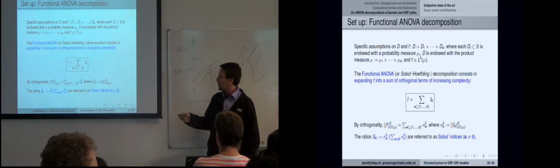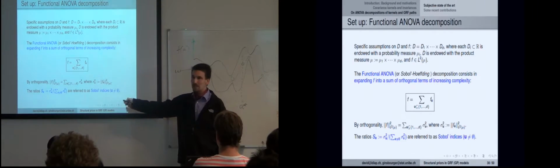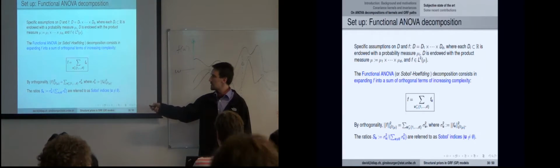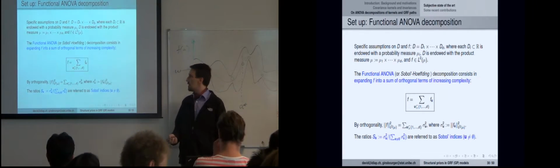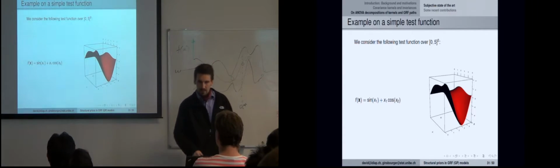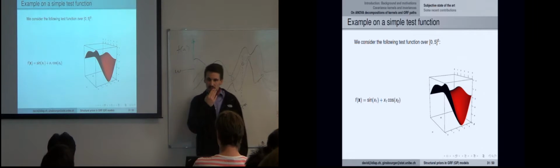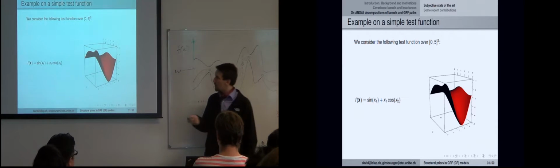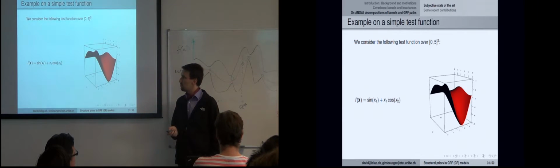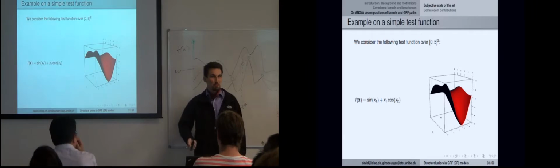These are referred to as the Sobol indices, and there is a lot of research going on about Sobol indices in engineering and related subjects. So let's consider a simple test function over a square: sine x1 plus x1 times cos x2, and see what happens if I apply this decomposition to the function.